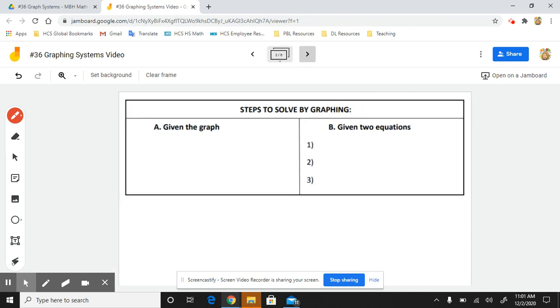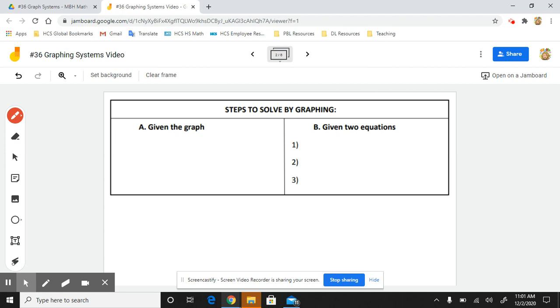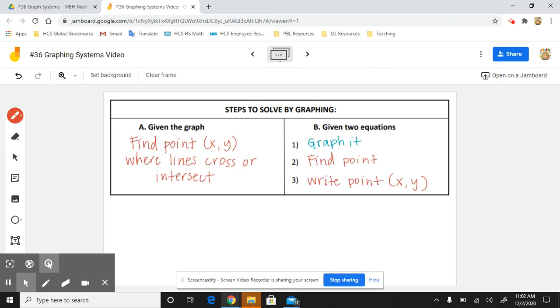And so let's take a look here. There's two ways that you can go about solving by graphing based on what's given to you. If you're given the graph, all we need to do is find the point where my lines cross or touch. If we're given two equations, the first thing you need to do is graph them, and specifically we'll graph them in Desmos. Number two is find the point where they cross or intersect. And then the third is write down that intersection point. That is our solution to the system. So let's actually get some practice going, guys.